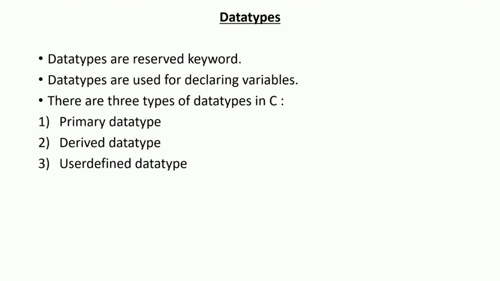What are data types? Data types are reserved keywords. Data types are used for declaring variables. There are three types of data types in C: primary, derived, and user defined. Okay, let's see each one of them in detail. Going towards primary data type.